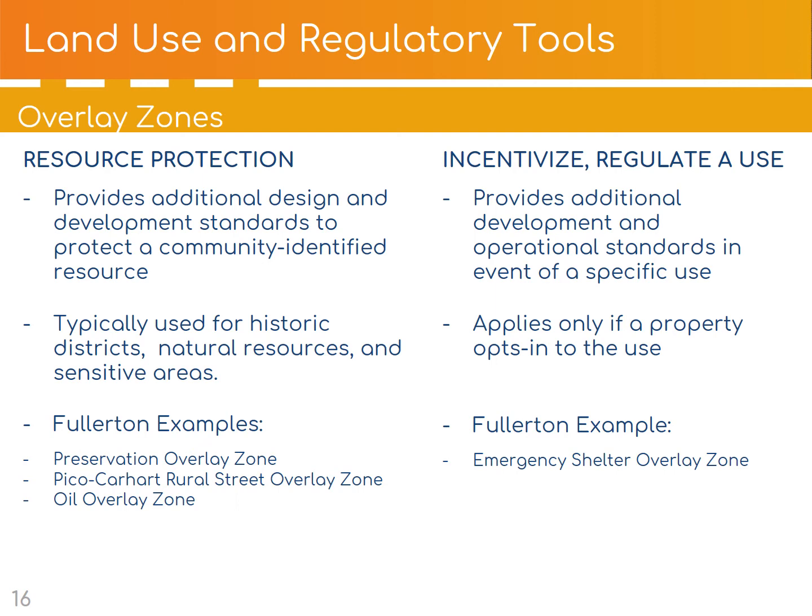With respect to housing, an overlay zone classification can be placed on a site not currently zoned for residential use, but one that is appropriate for such use. If and when a landowner wishes to redevelop their property, they have the option to build per the base zoning or to change to a residential use building under the relevant development standards. The overlay zone in this instance should also establish an inclusionary zoning requirement or an in-lieu fee program to ensure the provision of affordable units. The City of Fullerton currently has 4 overlay zones: the Preservation Overlay Zone, the Emergency Shelter Overlay Zone, the Pico Carhart Rural Street Overlay Zone, and the Oil Overlay Zone.